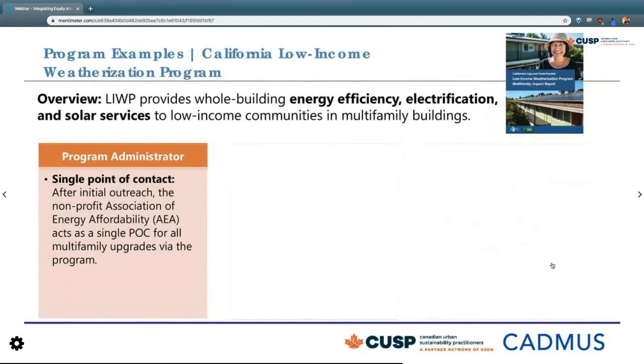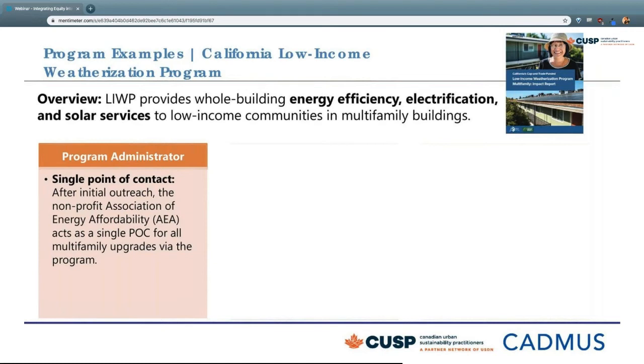Then moving to the third program is the California Low-Income Weatherization Program. As I already mentioned, this expands beyond weatherization. It includes energy efficiency, electrification, air source heat pumps, and solar services. And they have a single-family version of this, but we're going to be talking about the multifamily building program that they have, which is really focused on engaging building owners to implement these improvements.